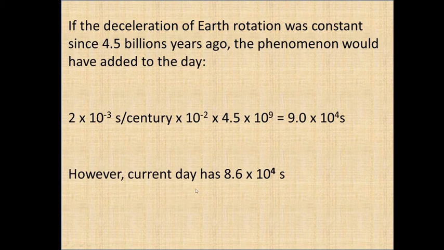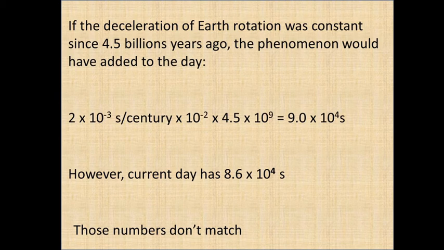However, the current day has 8.6 times 10 to the power of 4 seconds, or 86,000 seconds. So it is crazy, it's impossible. If since the beginning this phenomenon had added 90,000 seconds to the day, it would mean that the Earth in the beginning was rotating faster and faster and faster, several times each second, which would be impossible because the Earth would explode. So those numbers don't match at all.